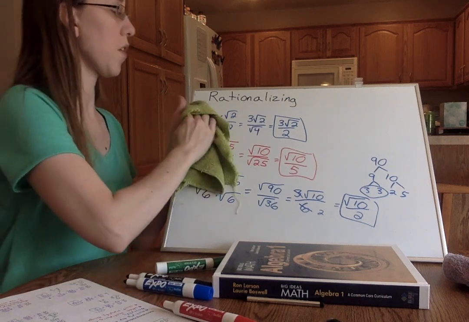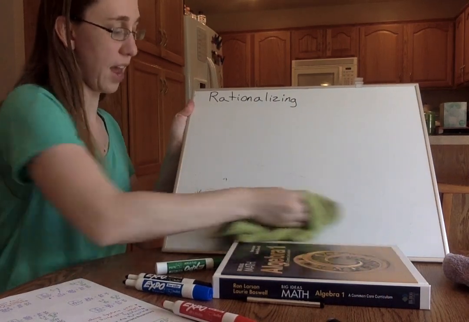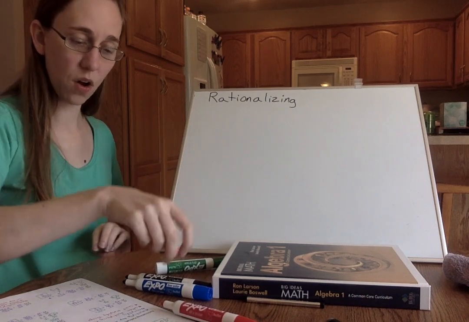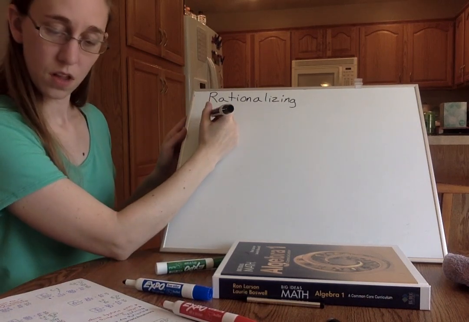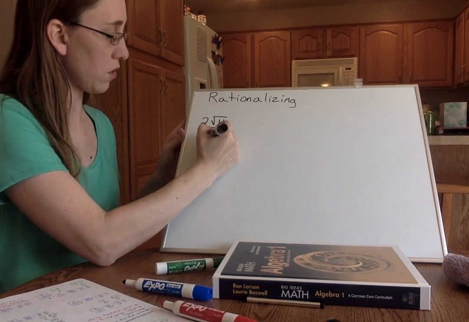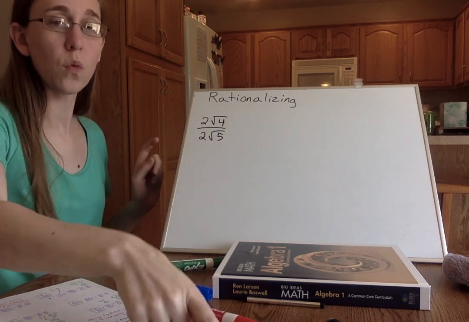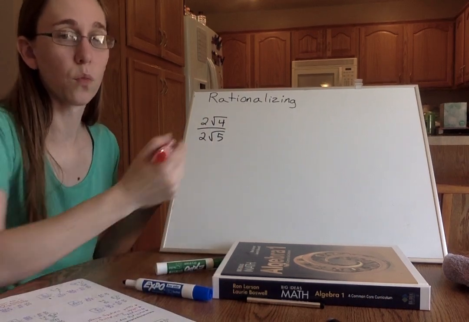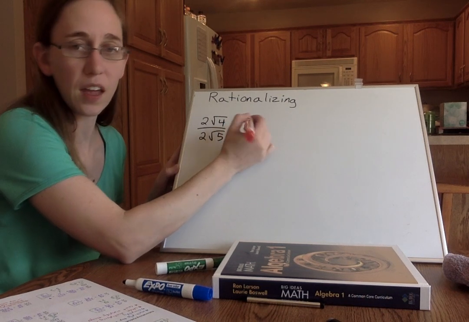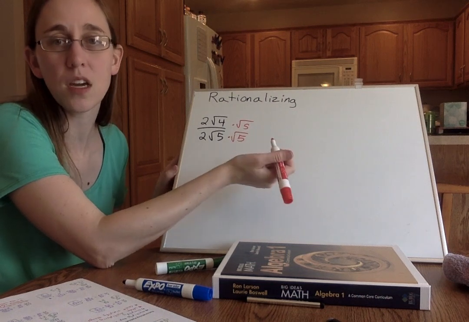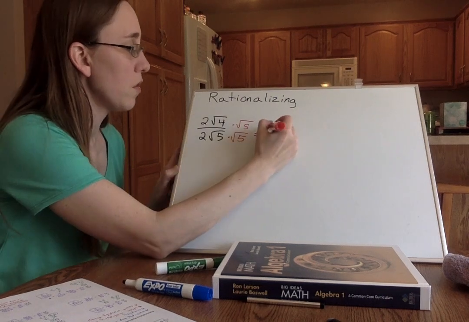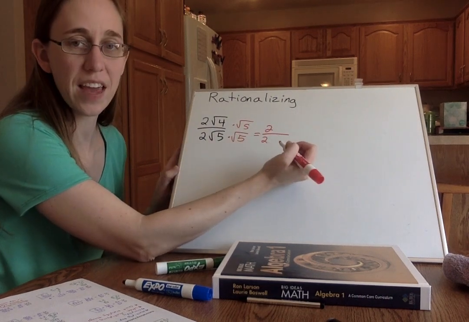Now, there is one other type of rationalizing problem that we can have, and that's when there's numbers outside already. So if we look at those, let's do 2 square root of 4 over 2 square root of 5. So remember we said we only need to multiply by the root part. So all I need to multiply by is the square root of 5. If you forget and multiply by 2 square root of 5, that's fine. You're just going to get bigger numbers that simplify to the same thing anyway.